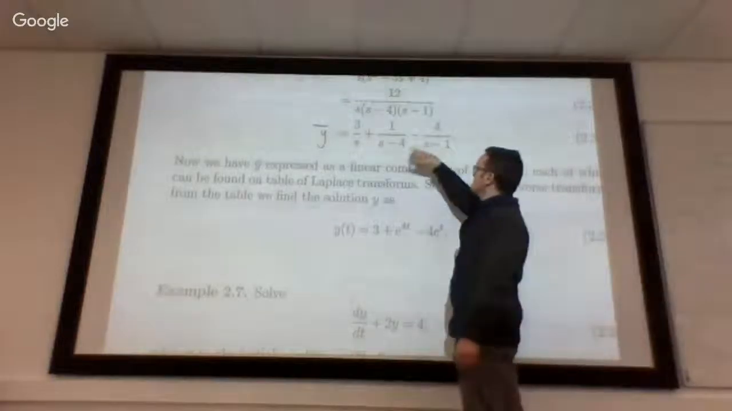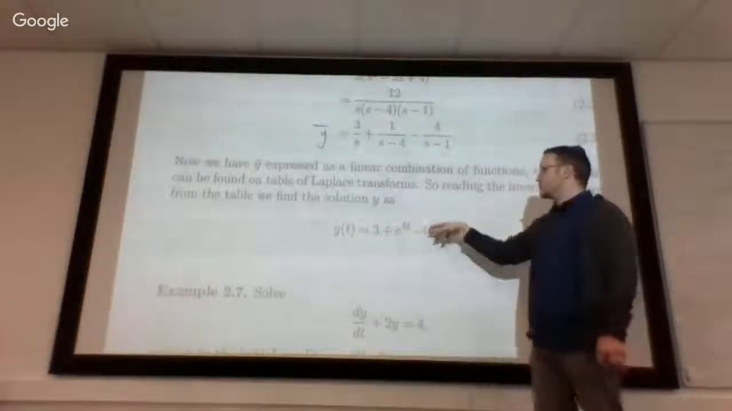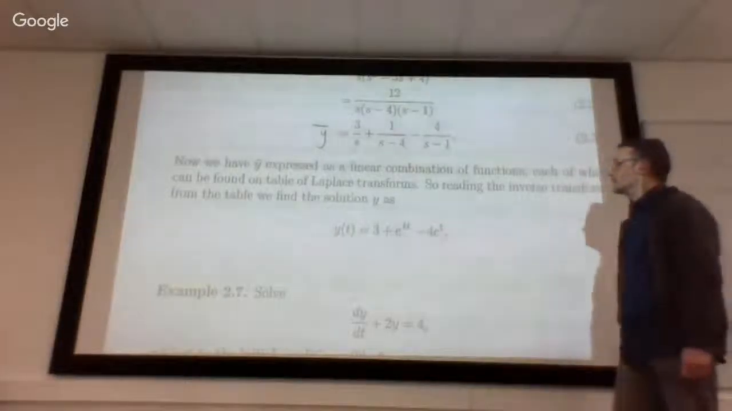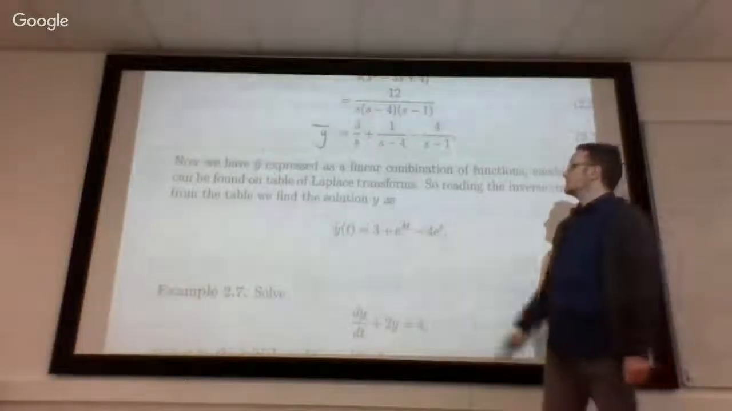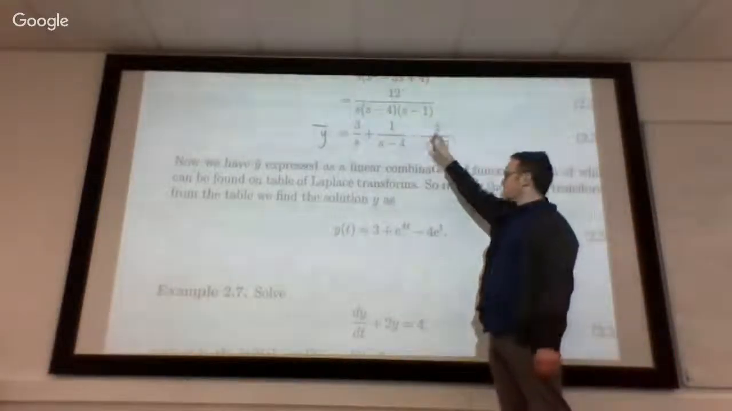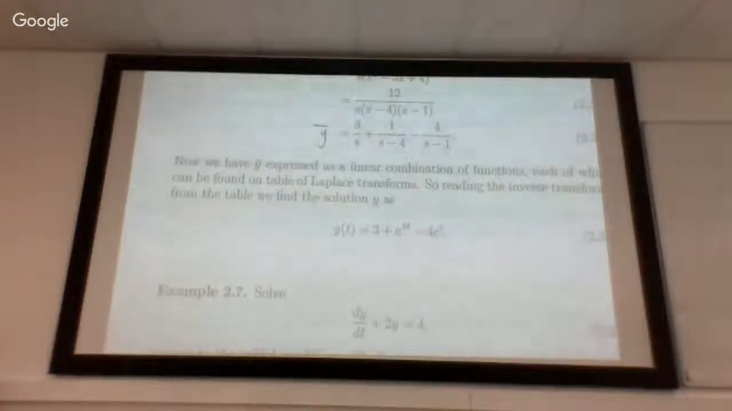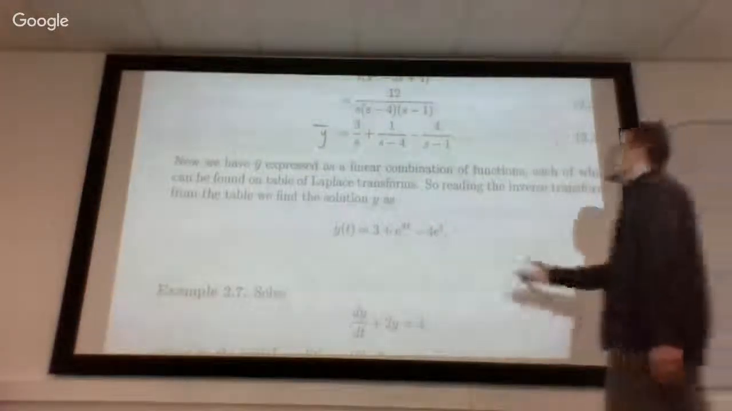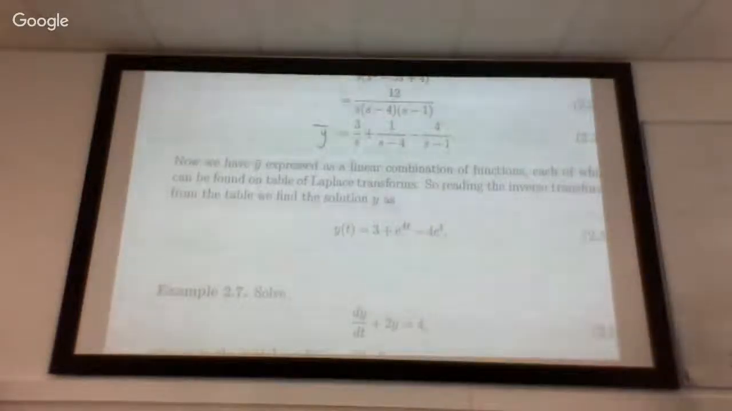And these expressions, a constant over s minus a constant, they both come back to exponentials. You've got e to the 4t and e to the t, and the extra minus 4 coefficient on the e to the t. So we're using there again the linearity of the inverse transform. Okay. So we get this solution. This is our solution to the original ODE.